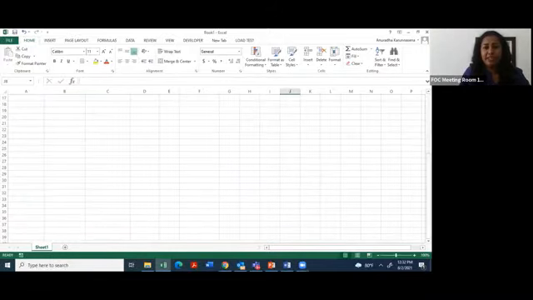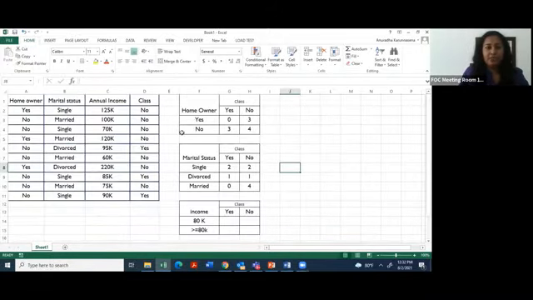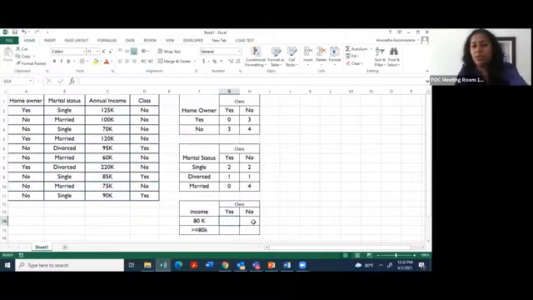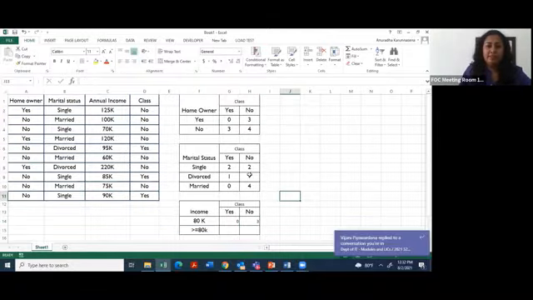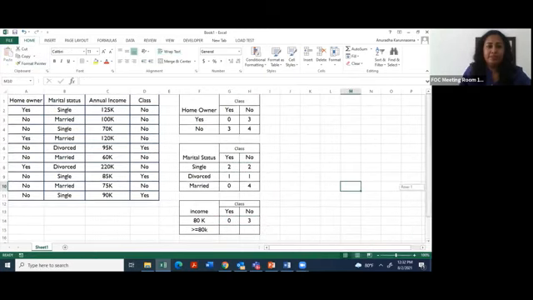Income is less than 80K and greater than 80K. So less than 80K, you have this one. Decision is no. This one, again, decision is no. This one, again, decision is no. That means 0 and 3. Is that correct? 0 and 3? Right. What is the next one?